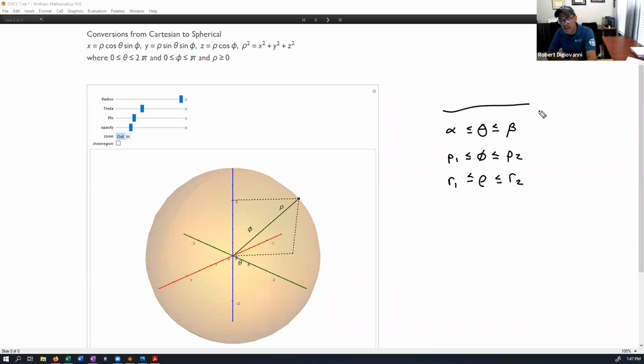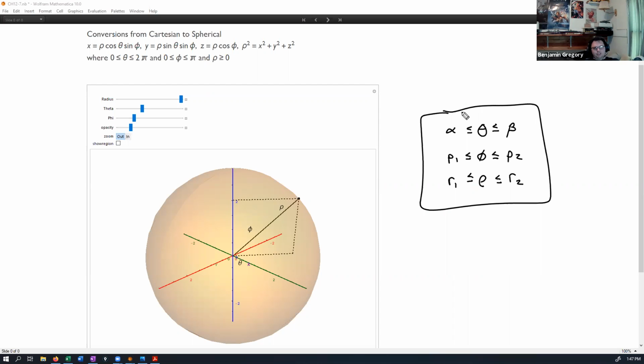Because this is a rectangle in spherical coordinates. Can you visualize a rectangle in spherical coordinates? I mean, it's hard to describe. Can someone try? Kind of like a shell. Like a shell of the sphere.